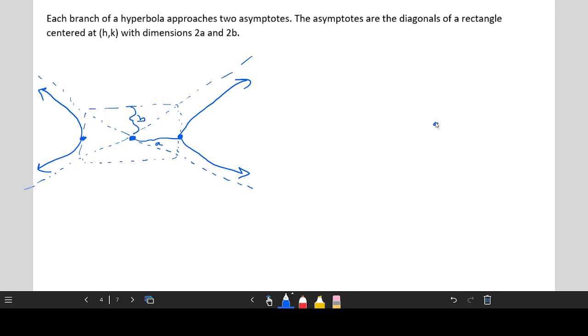So that's the horizontal case. We'll draw the vertical case over here. So for the vertical case, this distance is a and this distance is b because we're going to have our branches opening up and down. But the asymptotes are still diagonals of the rectangle. So when we say diagonal, we just mean the line that goes from one corner through the center to the opposite corner.